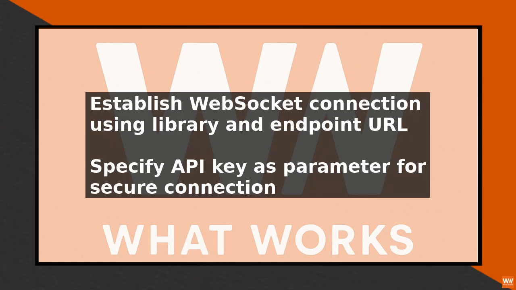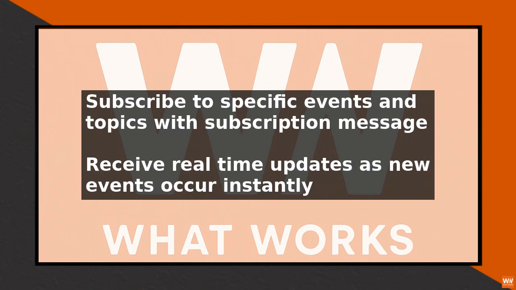After establishing the connection, you need to subscribe to the specific events or topics you are interested in. This can include events such as new block headers, new transactions, or contract events. You can subscribe to these events by sending a subscription message to the WebSocket endpoint. Once you are subscribed to the events, the Alchemy WebSocket API will start sending you real-time updates as new events occur. You can then process these events in your application as needed.